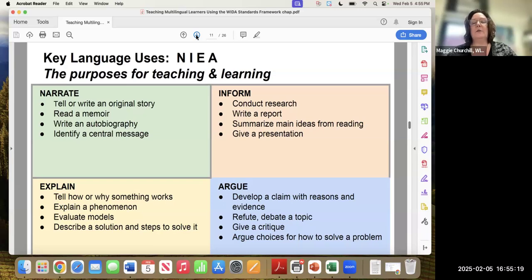And then when we get down to explain and argue, these key language uses typically live in science, social studies, and math, because explanation has to do with a phenomenon, or how you evaluate a model in a science class, or in math, it would be a way to describe a solution and the steps you took to solve it. Or in social studies, it could be how or why something works, like a process, like how a bill becomes a law. Okay, and then argue, you're going to see most prevalently in science and social studies, also in language arts. We're very familiar with claims, evidence, and reasoning, debating a topic or giving a critique, or choices of how to solve a problem as to which way is the best way to solve it. That's also a mathematical argument.